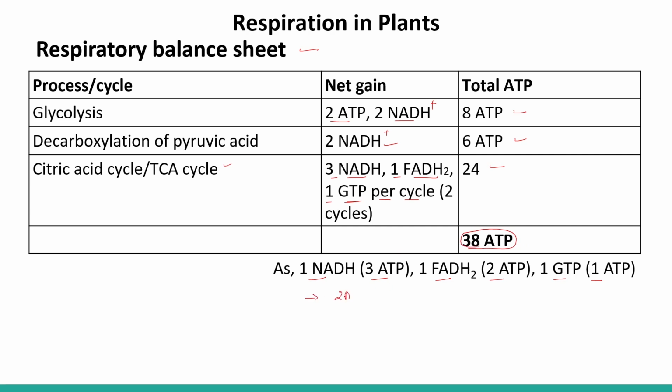But sometimes 2 ATP are consumed during the transfer of NADH, which is produced during glycolysis, to the matrix. Glycolysis takes place in the cytoplasm, so 2 ATP are consumed when NADH is transported from the cytoplasm to the matrix. So the net output should be 38 minus 2, which is 36 ATP.